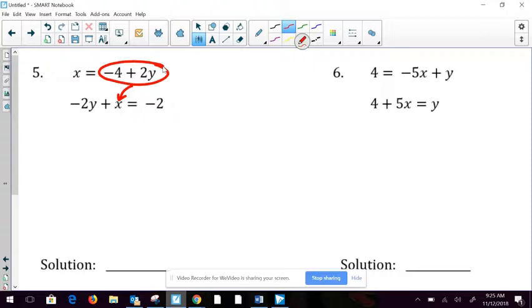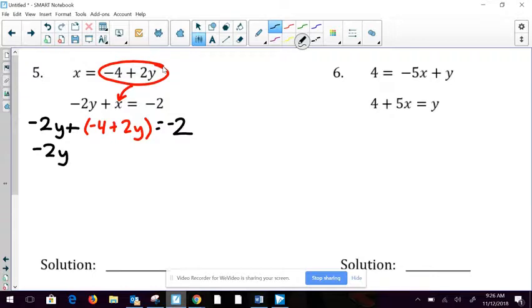So instead of saying negative 2y plus x, I'm going to say negative 2y plus the entire thing that x is. Negative 4 plus 2y. And all of that is equal to negative 2. Now again, whenever you substitute in a whole expression like that, you're going to want to put it in parentheses. But in this situation, does it change anything? No, there's no number, there's no coefficient outside those parentheses. So I'm just going to rewrite this. Negative 2y plus a negative is like minus 4 plus 2y is equal to negative 2.